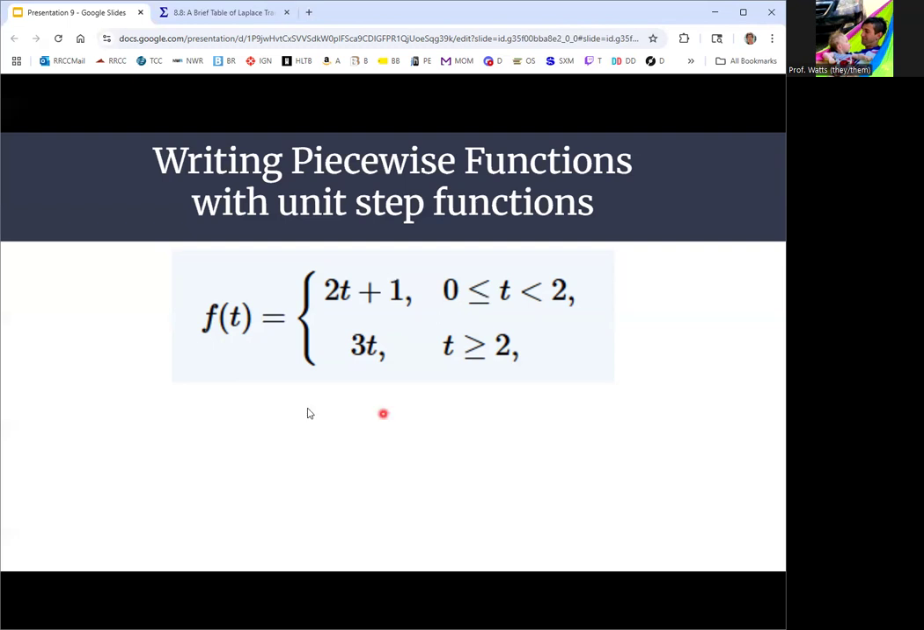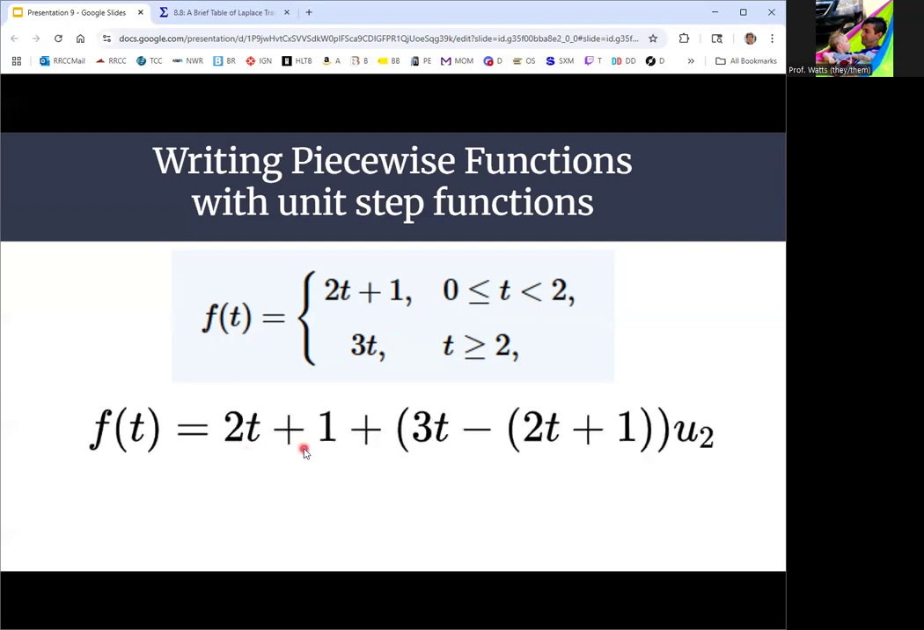So usually that first unit step function at 0 is dropped, and you just write the first piece, which is 2t plus 1. Then when you get to the second piece, you want to put the value of the function there, but then you need to subtract the first piece so that when t is greater than 2, the 2t plus 1 and the negative 2t plus 1 add to 0. And you can see I'm using the subscript version of the unit step function that steps up at 2. So let's just quickly explore this and make sure it works.